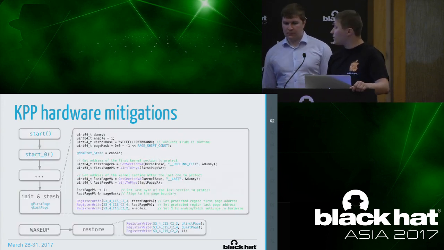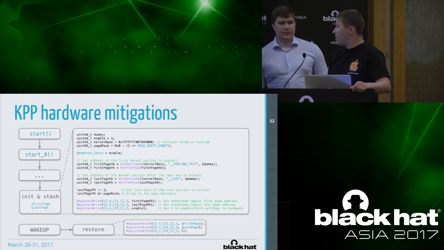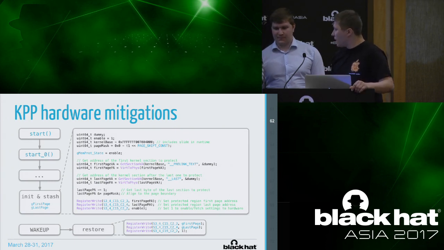On start, the kernel performs several stages to initialize itself, and one of these stages is actually AMCC initialization. They take the prelink virtual address and the last virtual address of the segment and convert them to physical addresses. Then they use these values to set the AMCC registers, and they also stash these values in global variables.